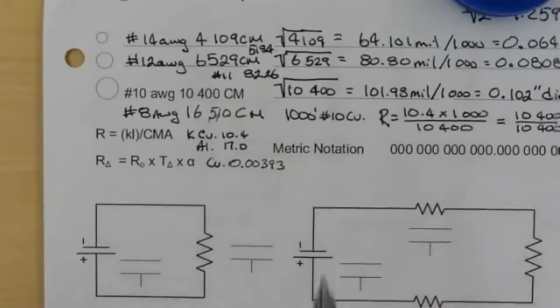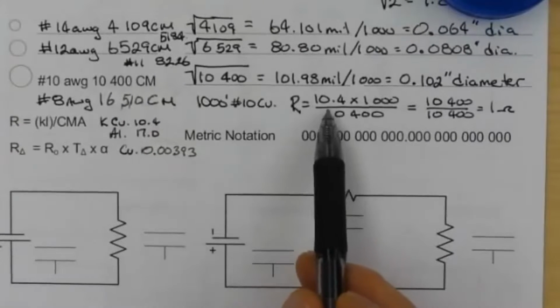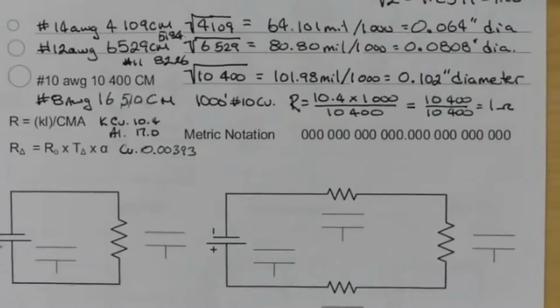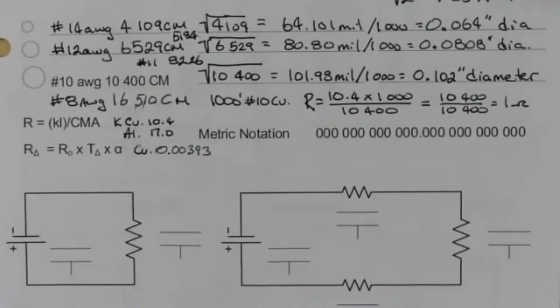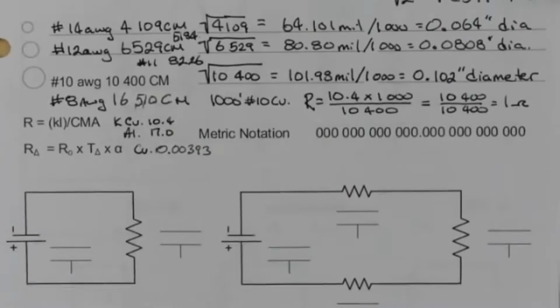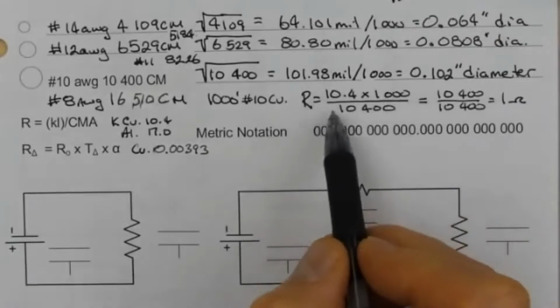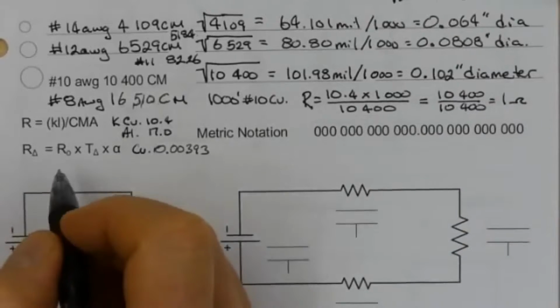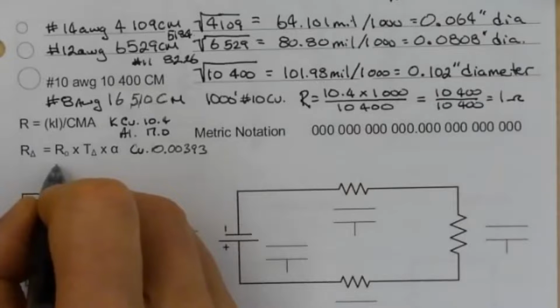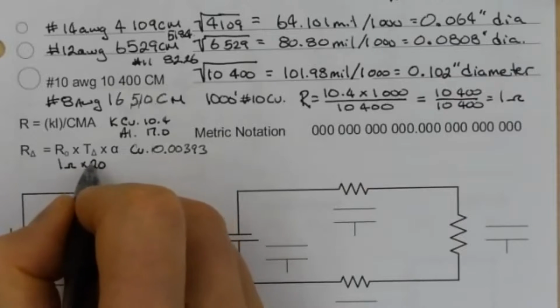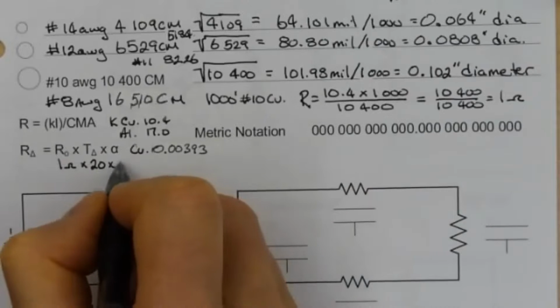So if we took this number 10 wire, the ohms per mil foot, this 10.4, is based on 20 degrees Celsius. Let's say this one here went from 20 degrees to 40 degrees. What is the change in resistance? We would take our 1 ohm times 20 degrees, and times our coefficient.